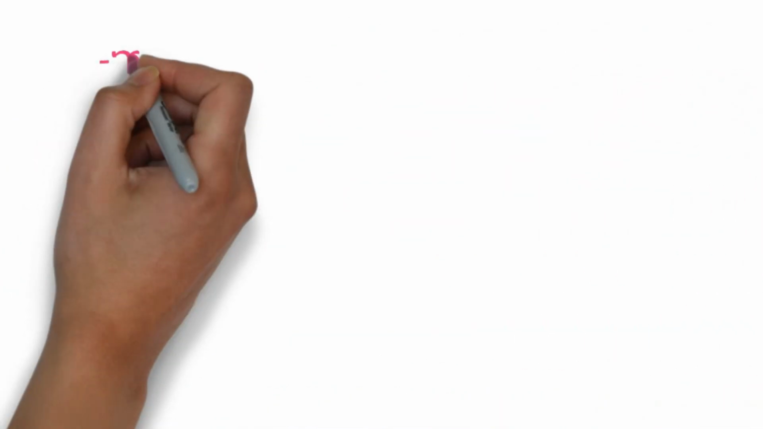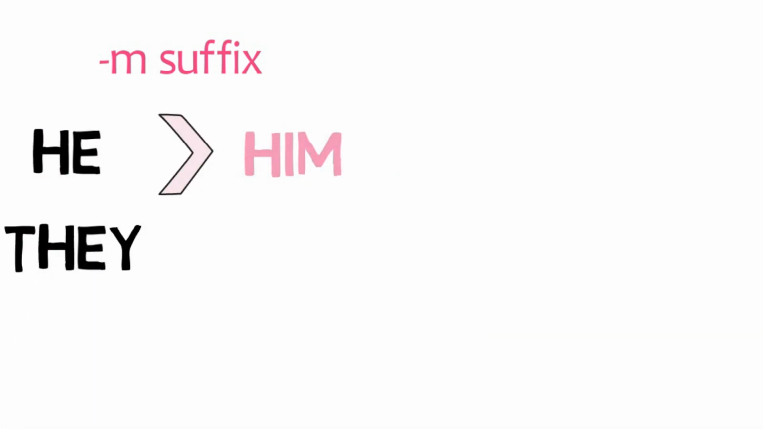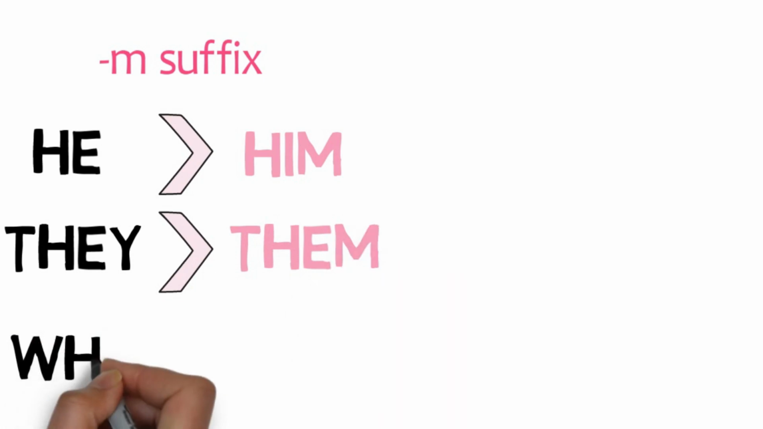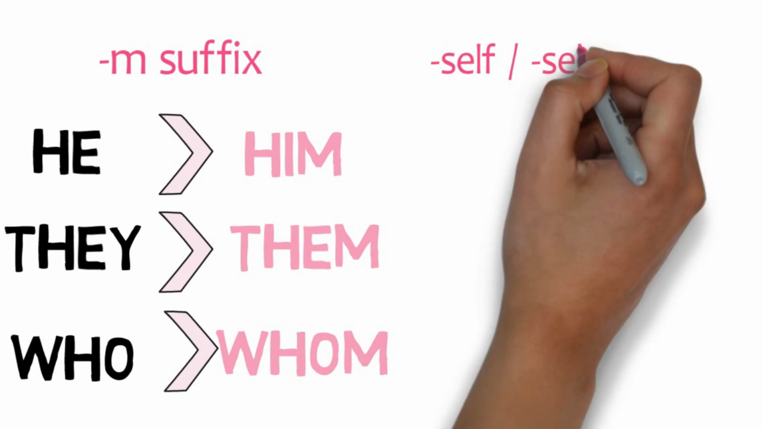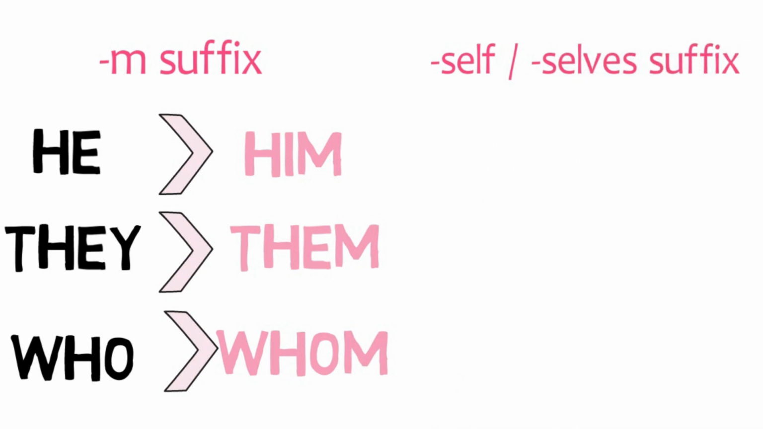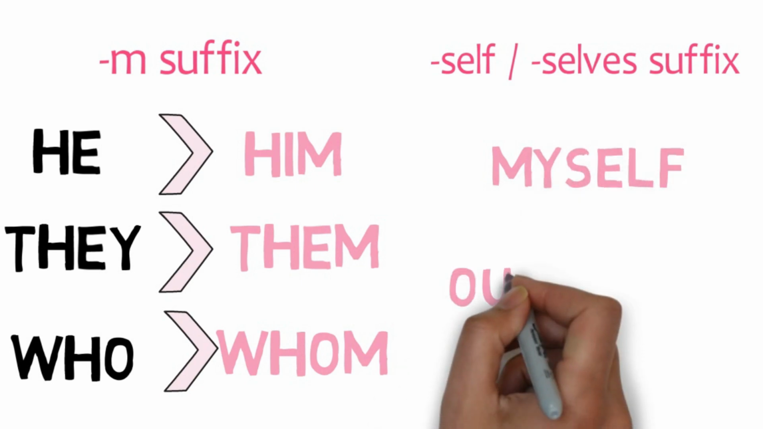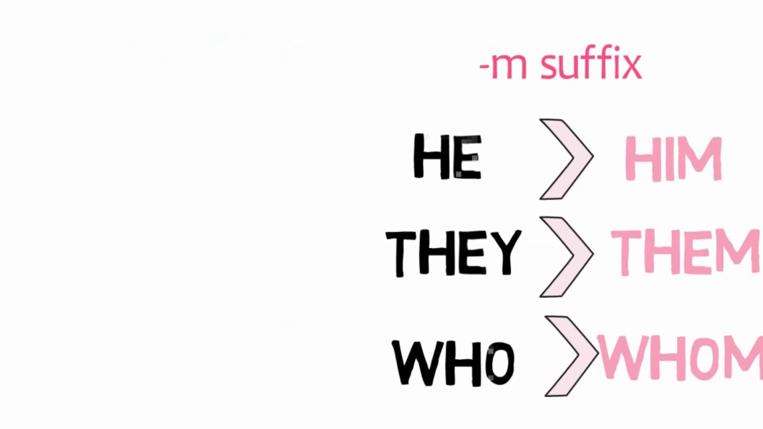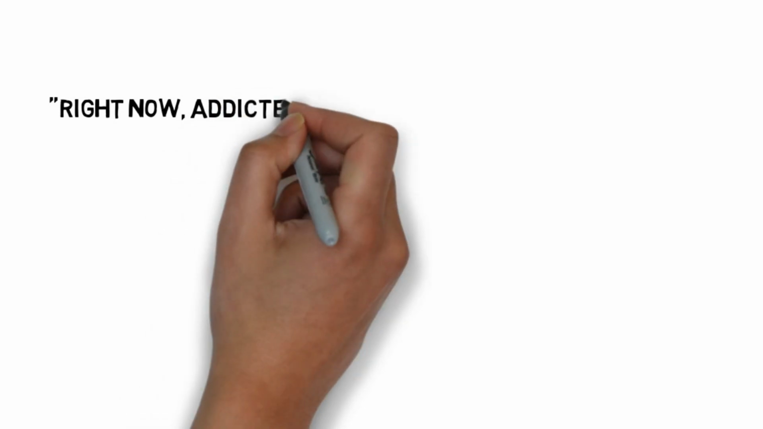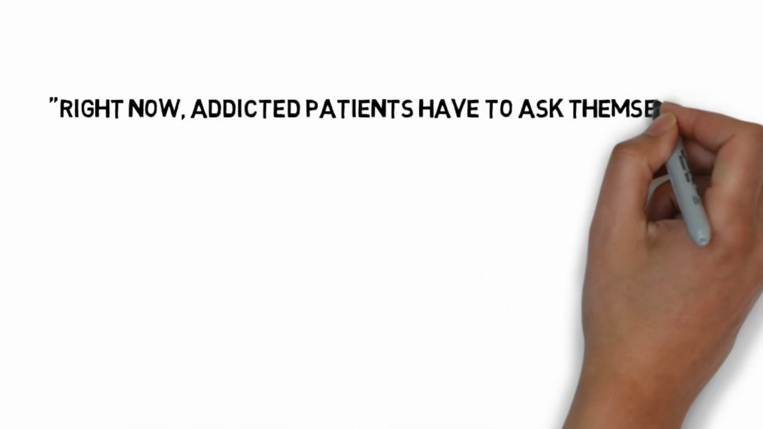Some pronouns can take an "m" suffix, like he, him, they, them, who, whom. Other pronouns feature a self or selves suffix, like myself, ourselves. Otherwise, pronouns are all but free of suffixes. In the following text, the words underlined are pronouns.